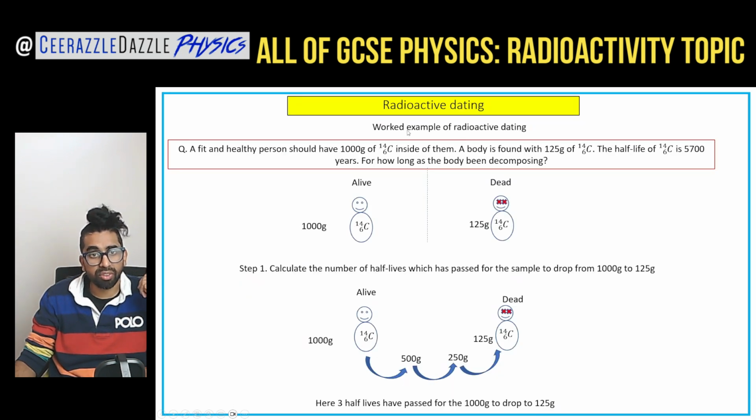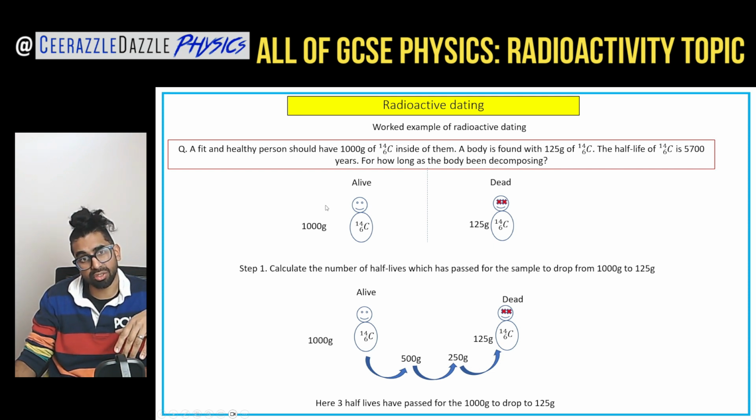So here's a good example of radioactive dating. A fit person should have 1,000 grams of carbon-14 inside them. A body is found with 125 grams of carbon-14. The half-life of carbon-14 is 5,700 years. For how long has the body been decomposing? The way you tackle this question is the following.